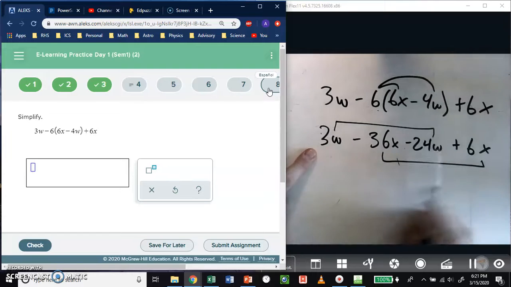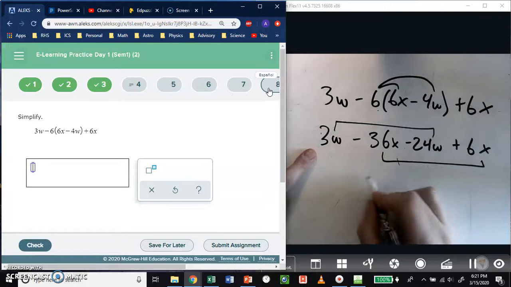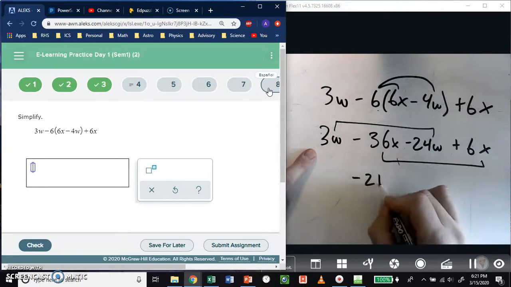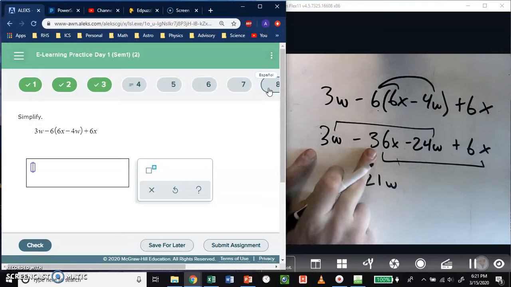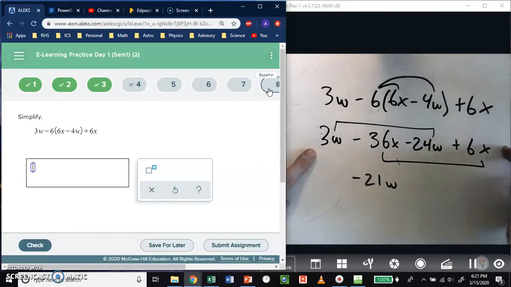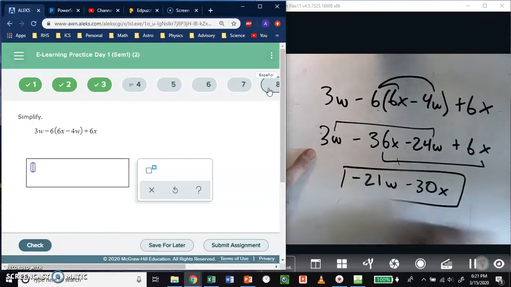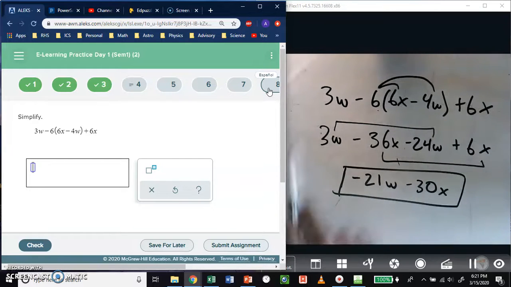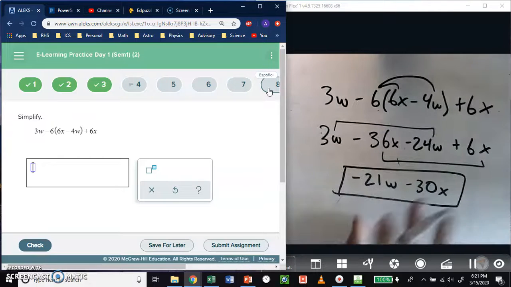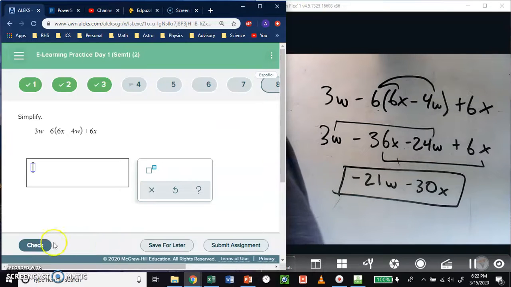So we've got 3w and minus 24w, that would give us negative 21w. And then we have negative 36x plus 6x, which would be negative 30x. So this should all be review, just a little reminder of how we handle a question. Here we stop. There's no equal signs. We can't solve for x or w or anything like that. We've stopped because we've completely simplified it. So hopefully that jogs your memory on how to do some of these questions for the day.